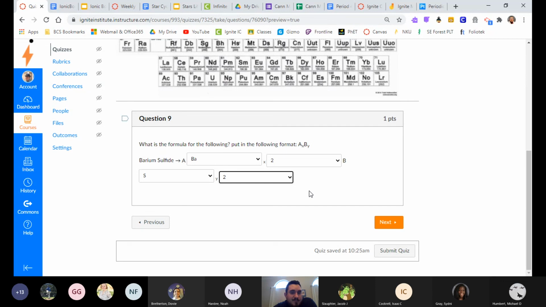However, what's wrong with that? So the 2 and the 2 are going to cancel each other out, right? They can be reduced. So that's going to be a 1 to a 1. Okay, so barium can get 1, sulfur can get 1 on that.